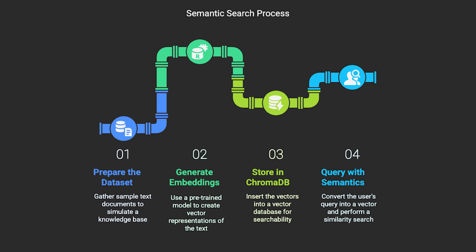So the steps we will be following: in the first step we will prepare the data set, and in the second step we will generate embeddings using a pre-trained model. Then we'll store those embeddings in ChromaDB, and we will ask the user for a query and convert that to an embedding, and we'll see what the closest match for this query is and return those documents. That's what we will be doing.